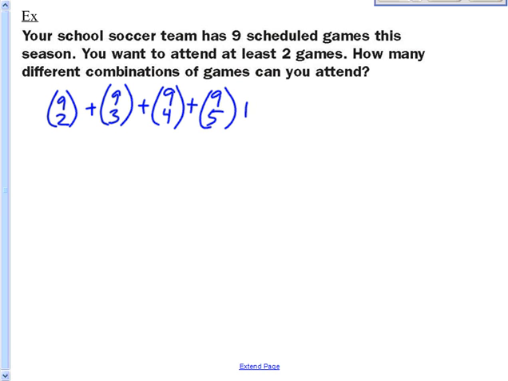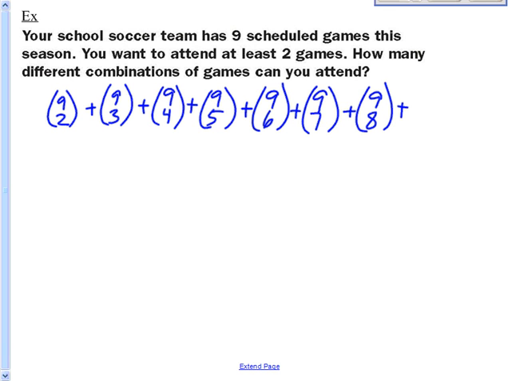9 choose 5, or 9 choose 6, 9 choose 7. You could go to 8 of the games. You go to all 9, 9 choose 9. And this will end up spitting out a final answer. If you punch each of those, 9 choose 2 into the formula, 9 choose 3 and so on, and then add up all those numbers, there's 502 different ways.